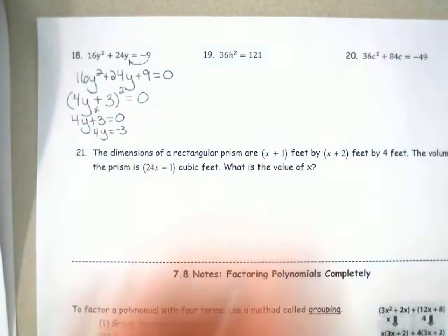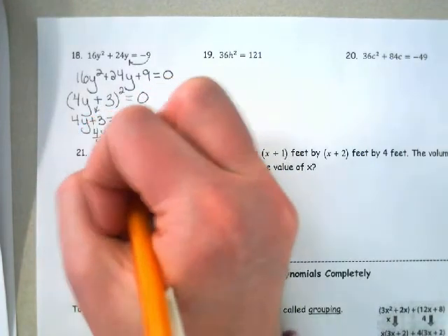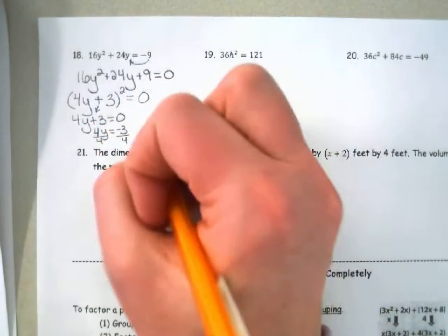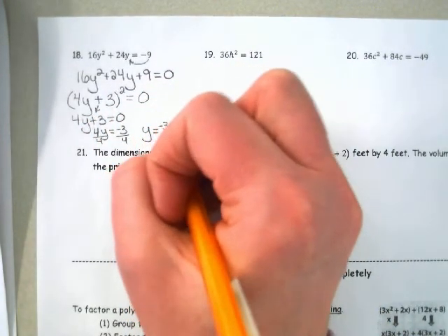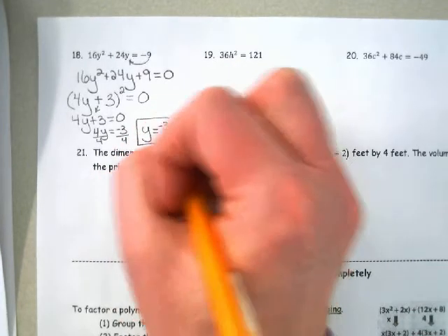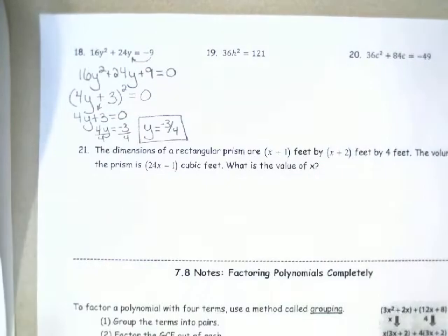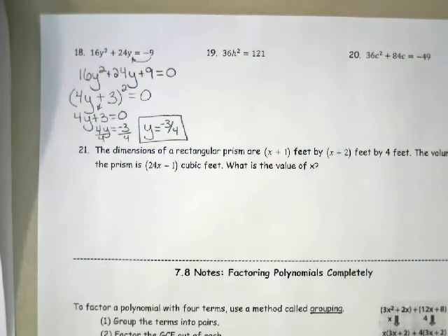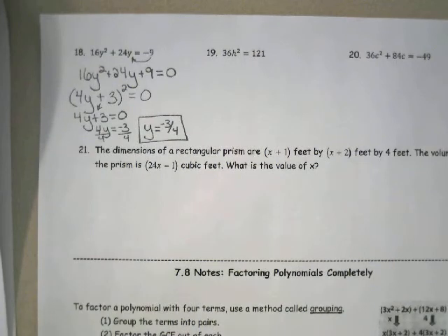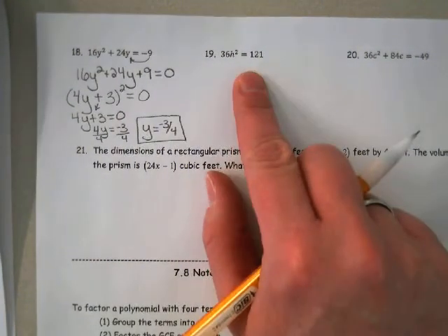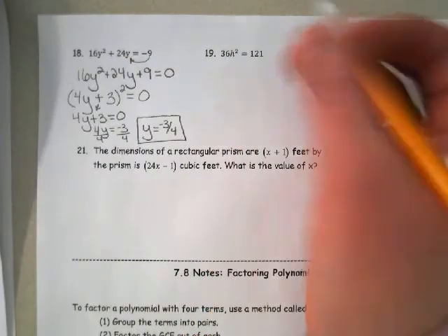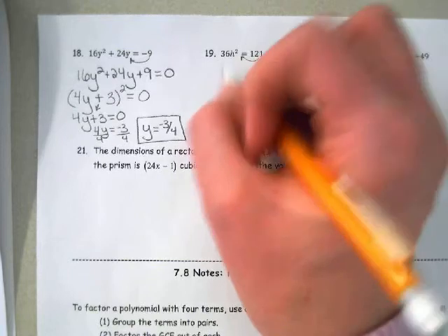Now, on the next step, you have to be really careful because this one's harder to guess. So if we solve this, we would move the 3 over, and then we would divide by 4. So we get y equals negative 3/4. So once again, that's telling you where it crosses, okay?